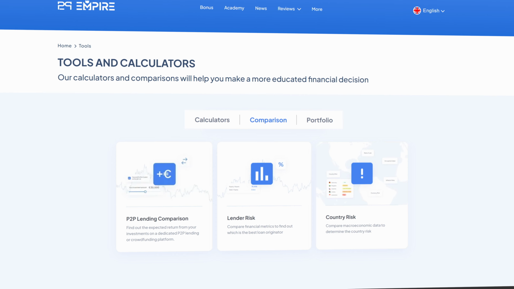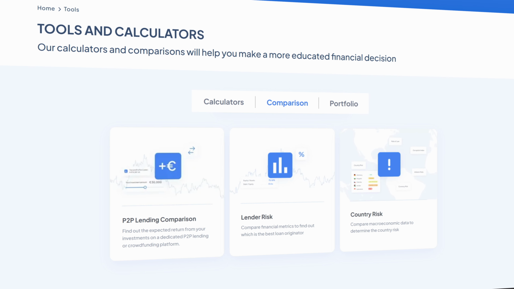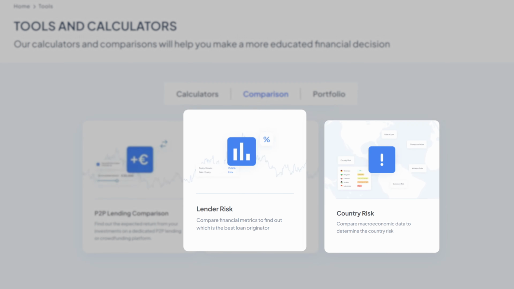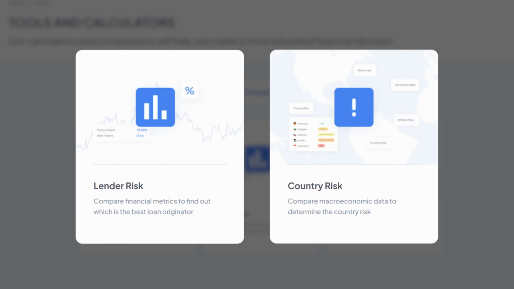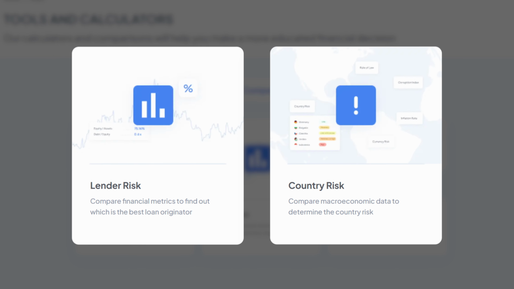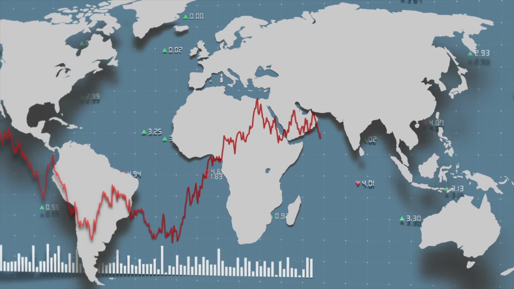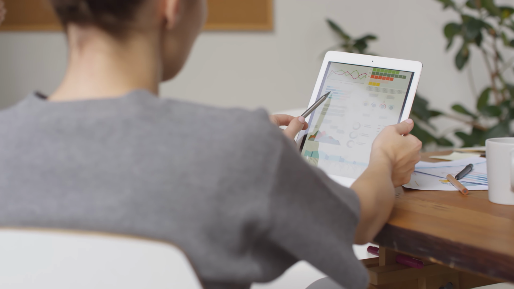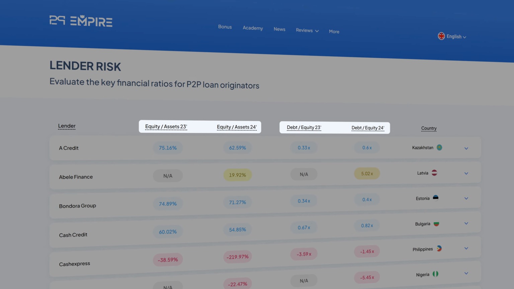And that's where our two new data hubs come into play. Specifically, our lender risk and country risk pages, designed for investors seeking to invest in loan originators across various marketplaces rather than business loans on crowd lending platforms. So let's now go over the data that you can use to enhance your understanding of the risks that you are taking. First, let's cover the lender data, which shows two key financial ratios over the past 2 years.